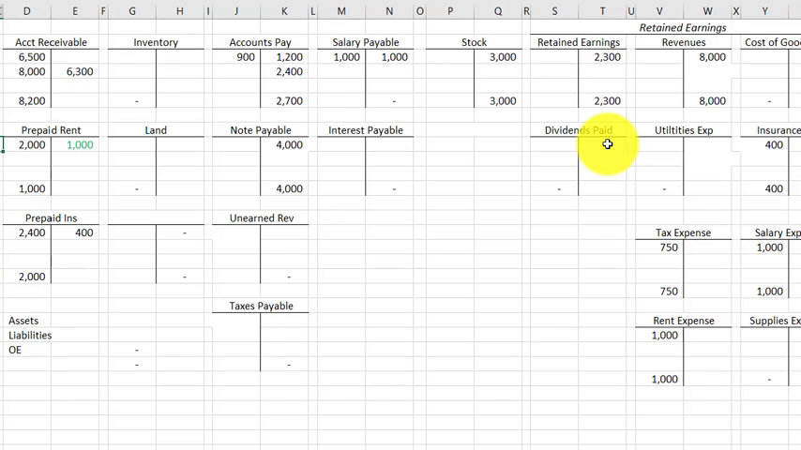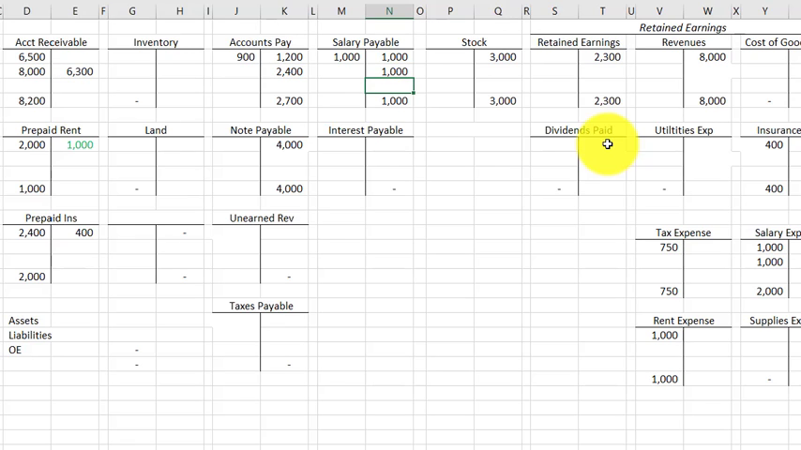And then supplies. Oh wait, no, we owe our assistant for work that they've done. So they've worked, but we haven't paid them yet. So we're going to increase the salary expense by another $1,000. But instead of affecting cash, we're going to credit the salaries payable.